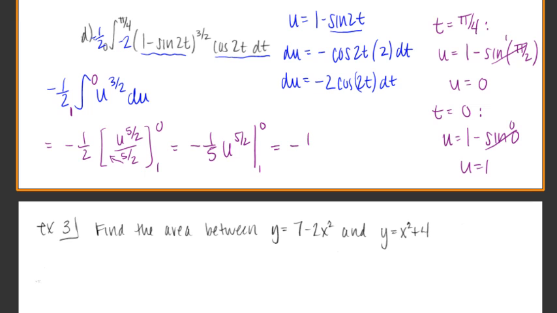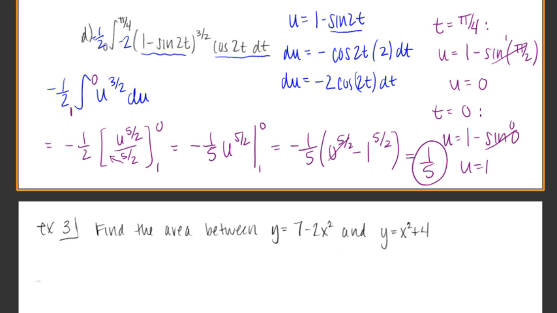Let's plug in our upper bound. So 0 to the 5/2 minus 1 to the 5/2. And wrapping this up, 0 to the 5/2 is 0, 1 to the 5/2 is just 1, so basically a negative 1/5 times a negative 1 will give us a final answer of just 1/5.